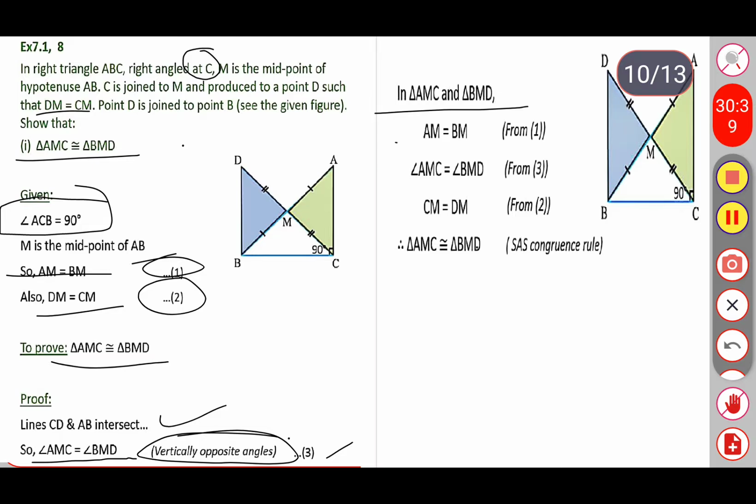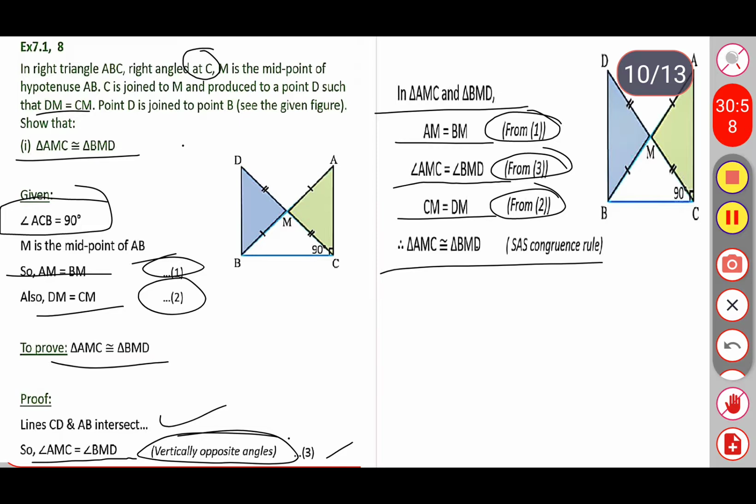Angle AMC is equal to angle BMD. These are vertically opposite angles, and CM is equal to DM, which is already given in the question. Therefore, triangle AMC is congruent to triangle BMD by using the congruence criterion SAS. Okay, so this is the first proof of the 8th question.